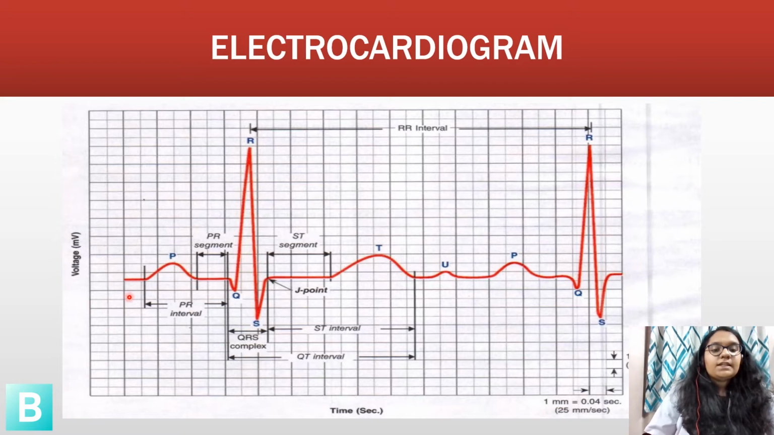We can see there are different waves, namely P, Q, R, S, T and U, different segments, the PR segment and ST segment, and PR, ST and QT are the different intervals. The main difference between these is that a segment is a straight line connecting two waves, whereas an interval comprises of at least one wave plus a connecting straight line. Now let us consider different waves in detail.